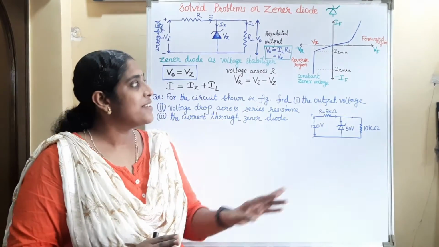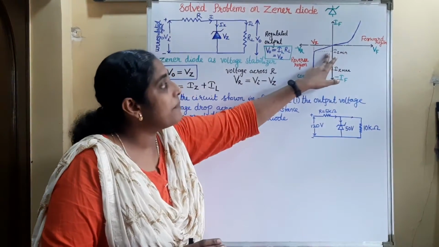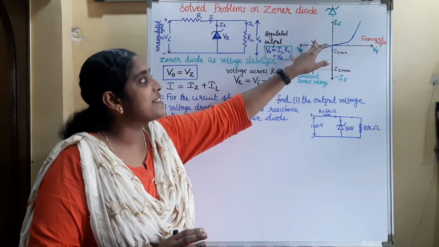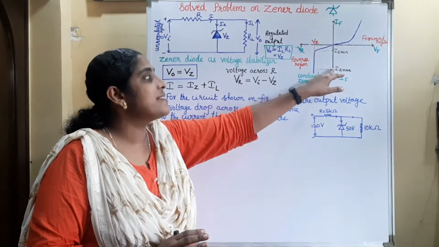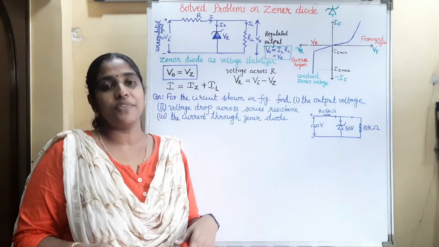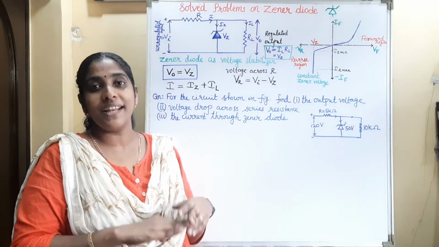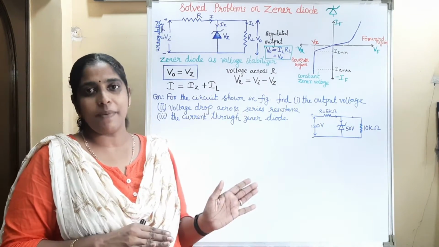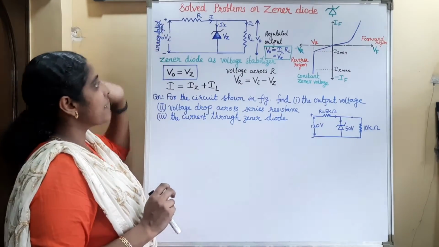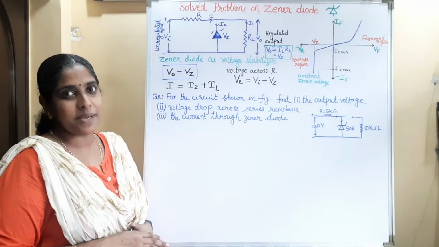Here we can see that the current is varying over a wide range, but this Zener voltage is constant throughout this region. So this IZ minimum is the minimum value of the current at which this Zener voltage is obtained, and IZ maximum is the maximum value of the current passing through the Zener diode so that it can operate in the reverse biased mode. This is the circuit diagram of the Zener diode as a voltage stabilizer.